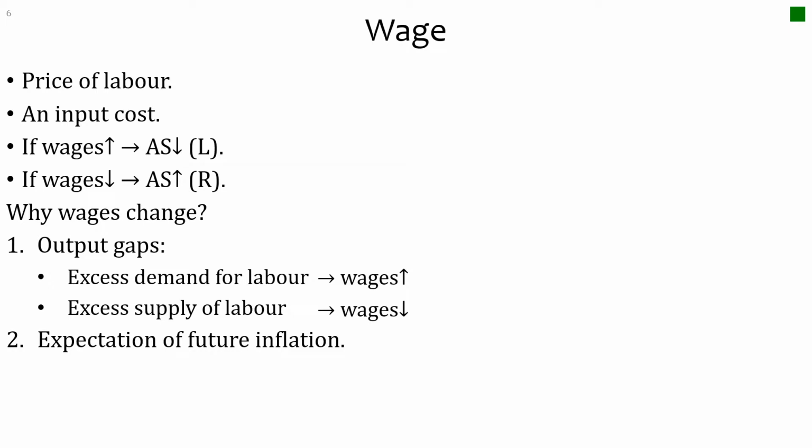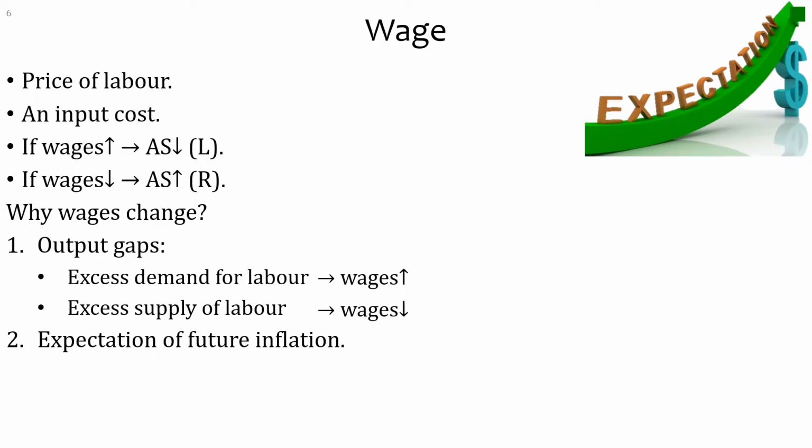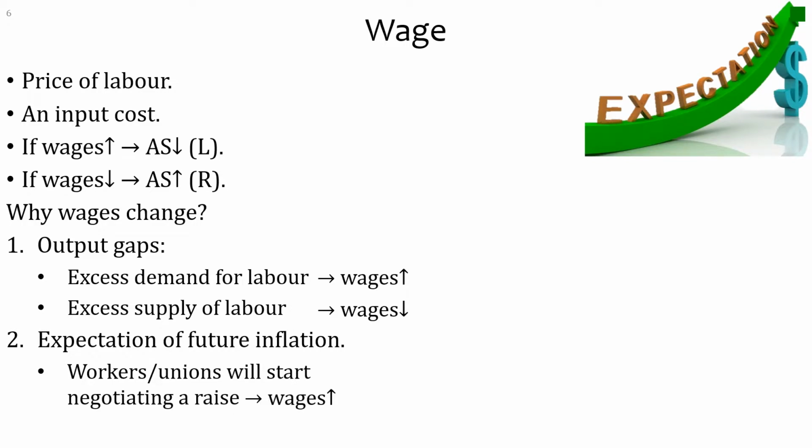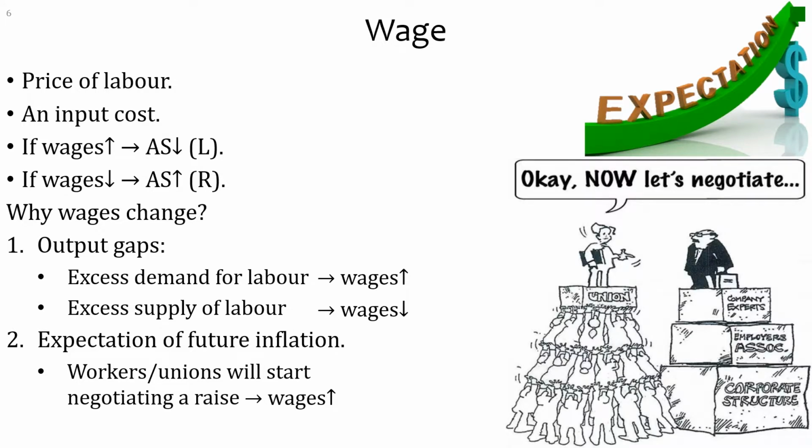Another cause for the change in wages is expectation of future inflation. If people expect the prices to rise in the future, what are they going to do now? The workers and the unions will start negotiating a raise. And when they start negotiating a raise, it's likely that the wages will go up. Remember, unions have a lot of power, and if the expectations are common, if they're widespread across the country, it's very likely that the firms will accept because they have the same expectations. So write down.